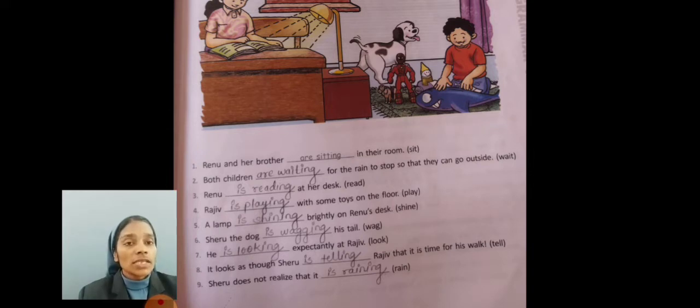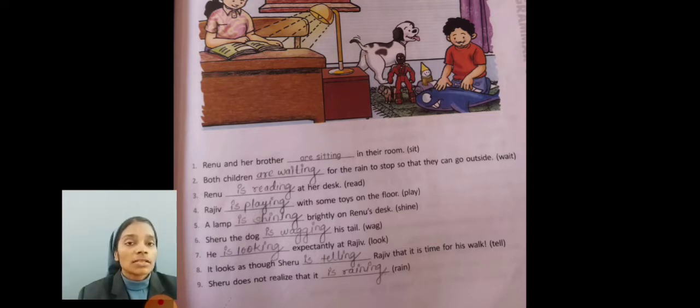This one, Renu is reading at her desk. Here Renu is the subject, so it is singular. So we use the helping verb is. Ing form of the verb: reading. Rajiv is playing with some toys on the floor. Here the subject is singular, Rajiv. So we use the helping verb is. Then the ing form of the verb, playing. Rajiv is playing.